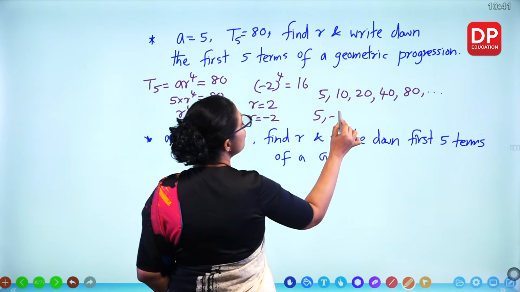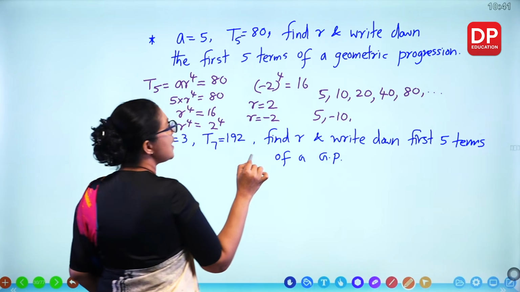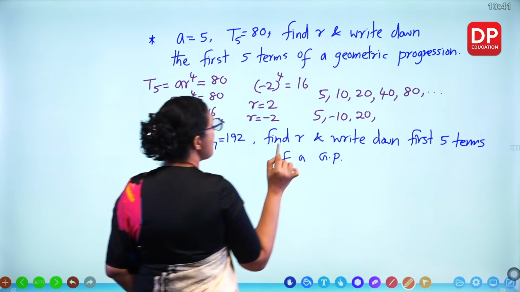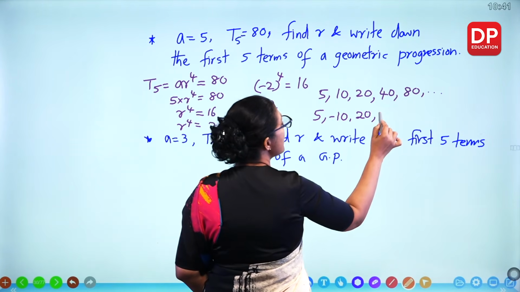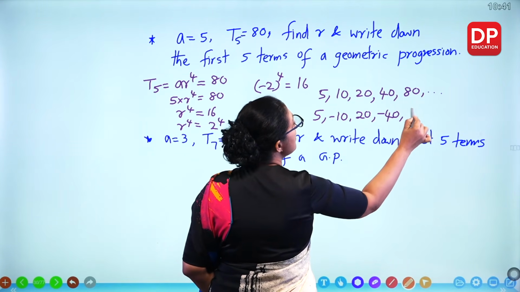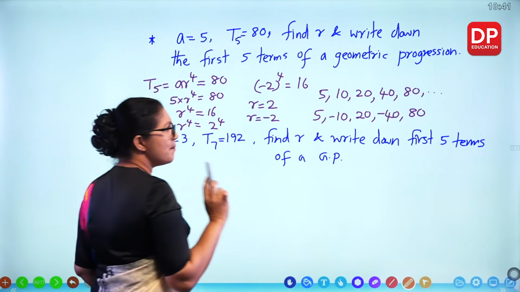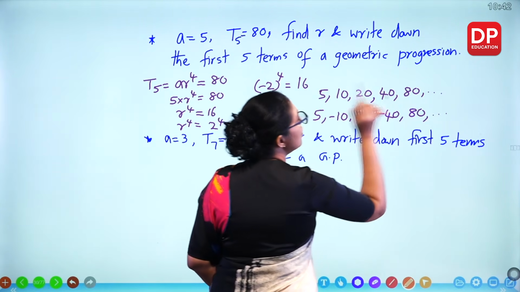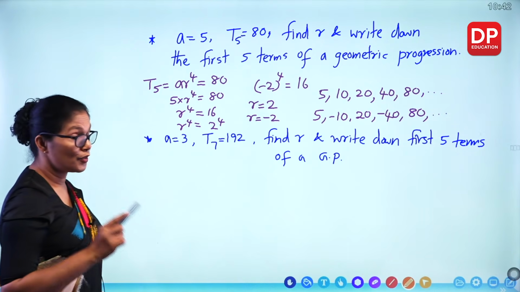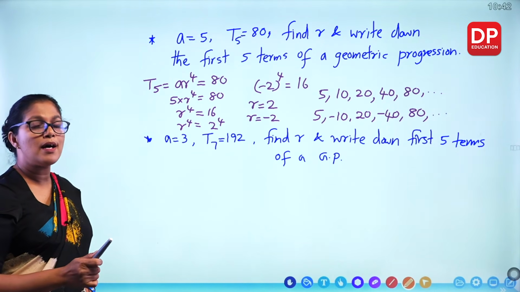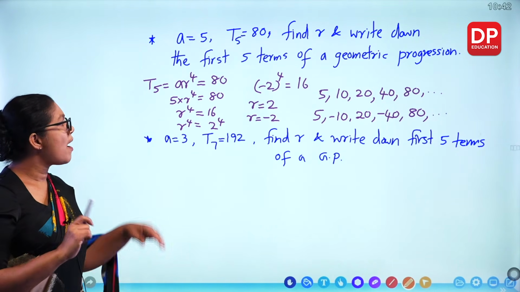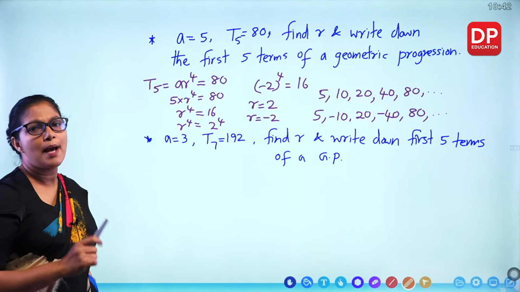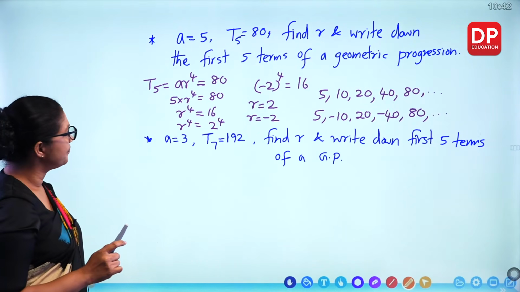If r equals minus 2, you get first term 5. Multiply by minus 2, you get minus 10. Minus 10 multiplied by minus 2, plus 20. Plus 20 multiplied by minus 2, minus 40. But you get the fifth term positive. So that sequence is also possible. So what you have to remember, when you are comparing even powers, remember to take plus and minus.